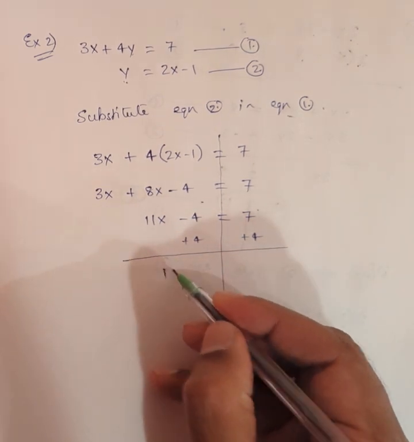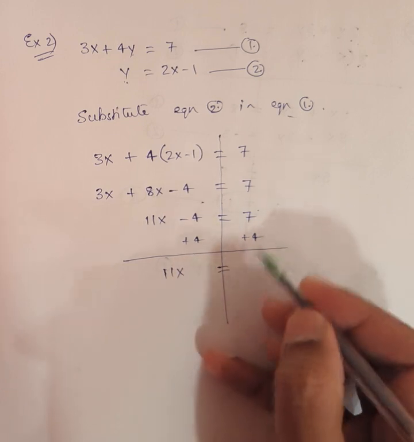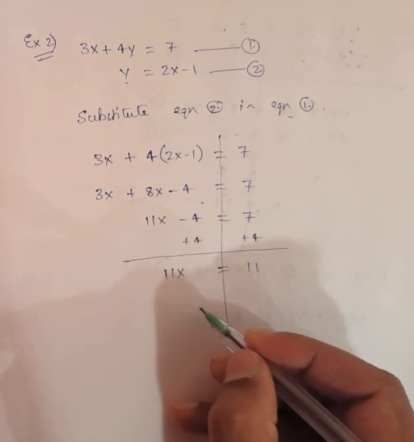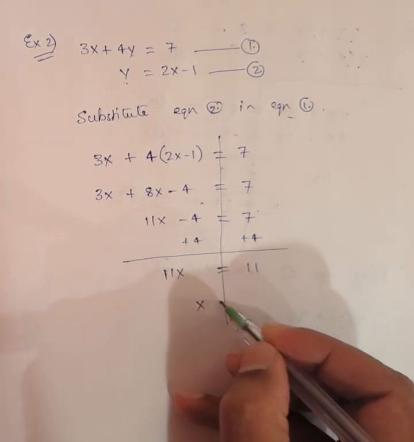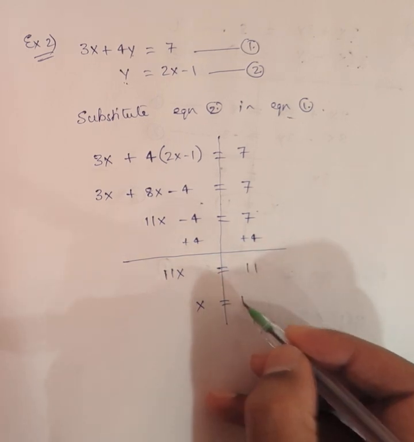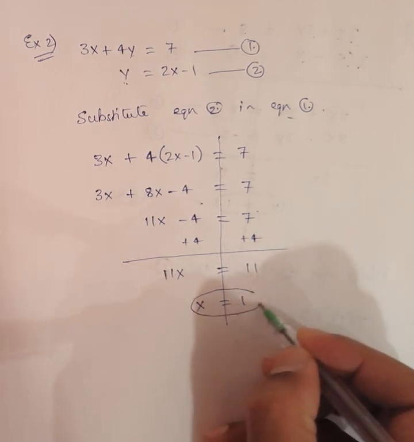Then on the left side it's 11x. On the right side is 11. So I divide both sides by 11. X is equal to 11 divided by 11 is 1. So we found one variable.